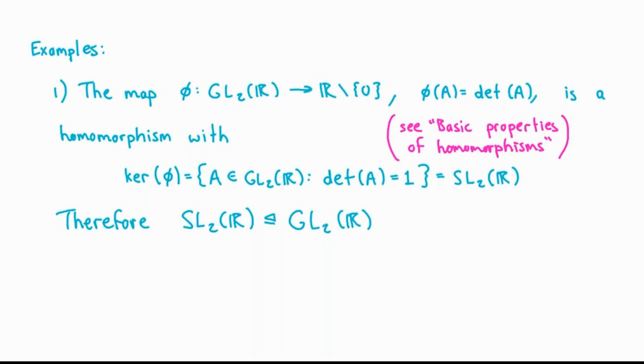So we mentioned in previous videos that the map phi, from the multiplicative group of 2x2 real matrices with non-zero determinant, to the multiplicative group of non-zero real numbers, defined by phi of A equals the determinant of A, is a homomorphism, and it's easy to see from the definition that the kernel of this homomorphism, which is the set of everything that maps to 1, is just the collection of all 2x2 real invertible matrices with determinant 1.